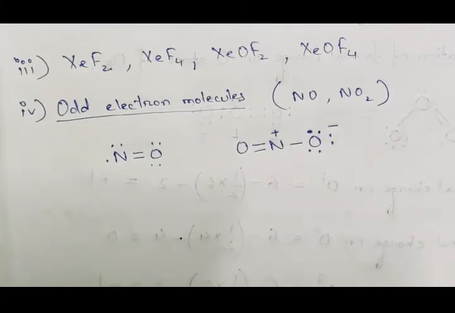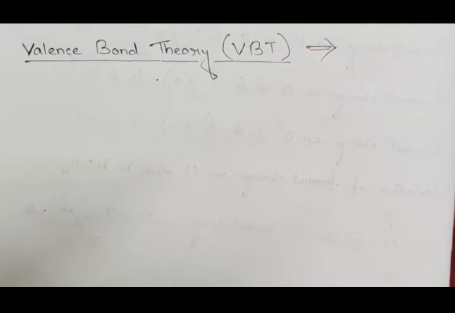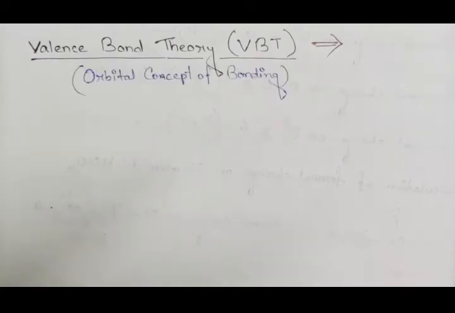So now we will discuss the valence bond theory. The approach of valence bond theory, that is VBT, was developed by Heitler and London, and further it was improved by Pauling. Now this VBT is also called the orbital concept of bonding. To understand this theory, we need to take the example of the formation of the hydrogen molecule, that is the diatomic hydrogen gas. And using this example, we will understand how the concept of orbital theory is introduced here.